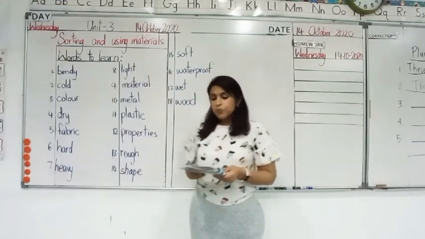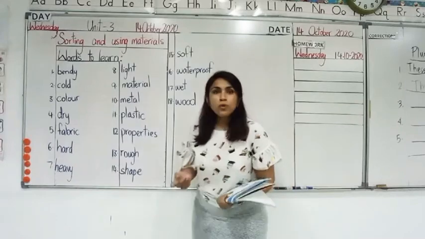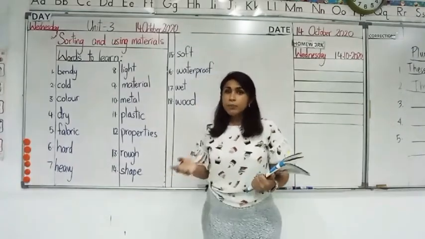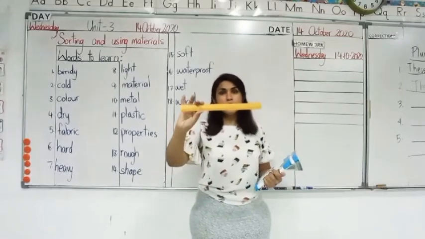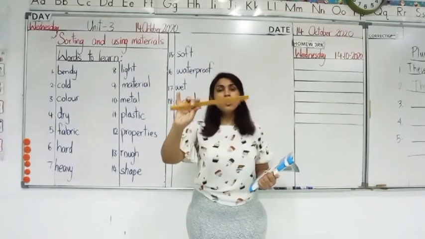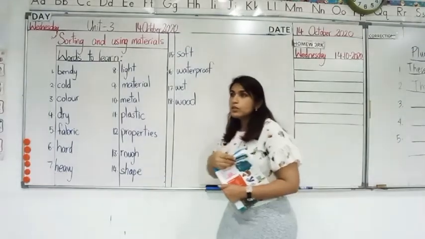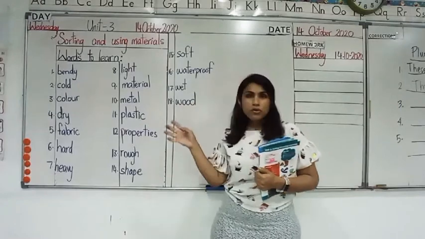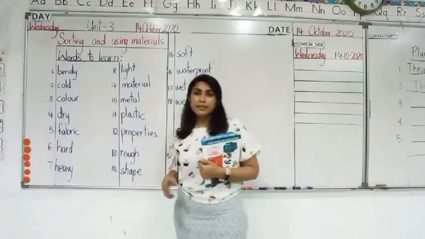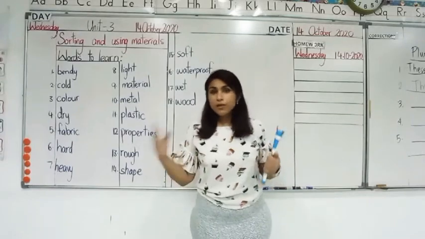Now, for example, how do we use them? We use wood for many purposes. For example, a ruler. We have used wood to make a ruler. We use wood to make paper. We use wood to make doors, dining tables, beds, cupboards, dressing tables, shelves, racks.